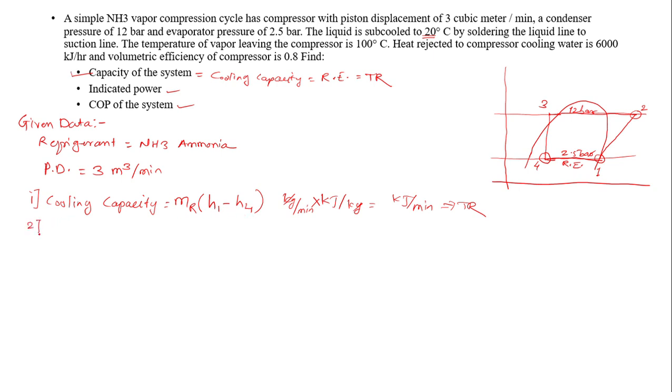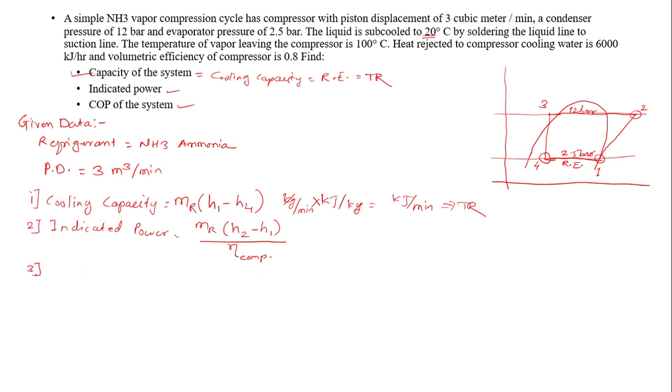Then the second one is the indicated power. The formula for this is the mass of refrigerant times the enthalpy difference across the compressor. The enthalpy difference across the compressor is H2 minus H1, divided by the efficiency of the compressor. This is the formula for finding the indicated power.